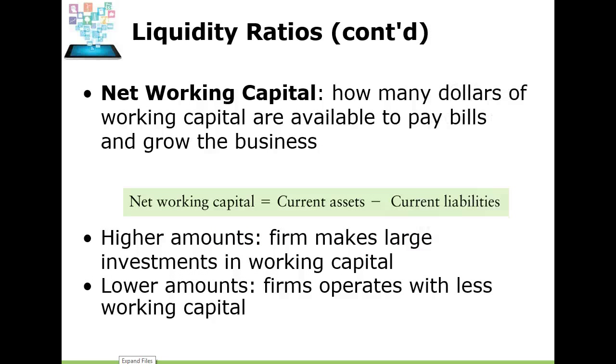Now, net working capital is not so much a ratio as more of a dollar amount. We're looking at current assets minus current liabilities. So this just gives us the dollar number, hopefully positive, of the assets minus the liabilities. And the bigger the working capital number, the more money they have to work with as a company. So we're generally only worried when this number is going down consistently.